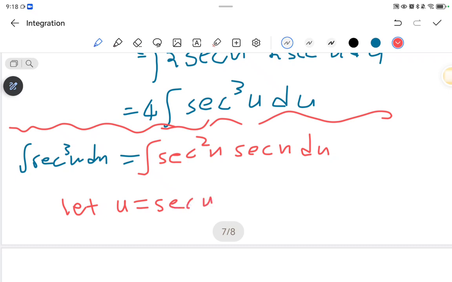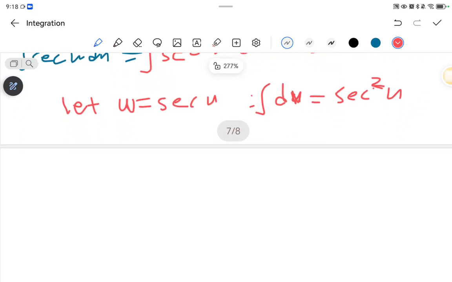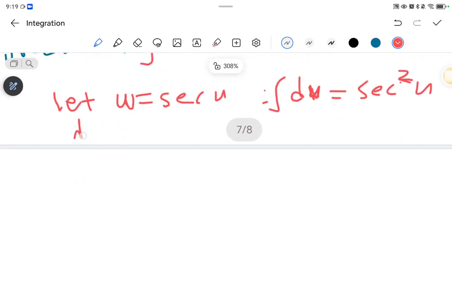So the one which is simple to derive is sec u. Then I let dv be equal to this sec squared u. Instead of u, let me use w, because this is already in the form of u, right? Then dw is equal to sec u tan u du.